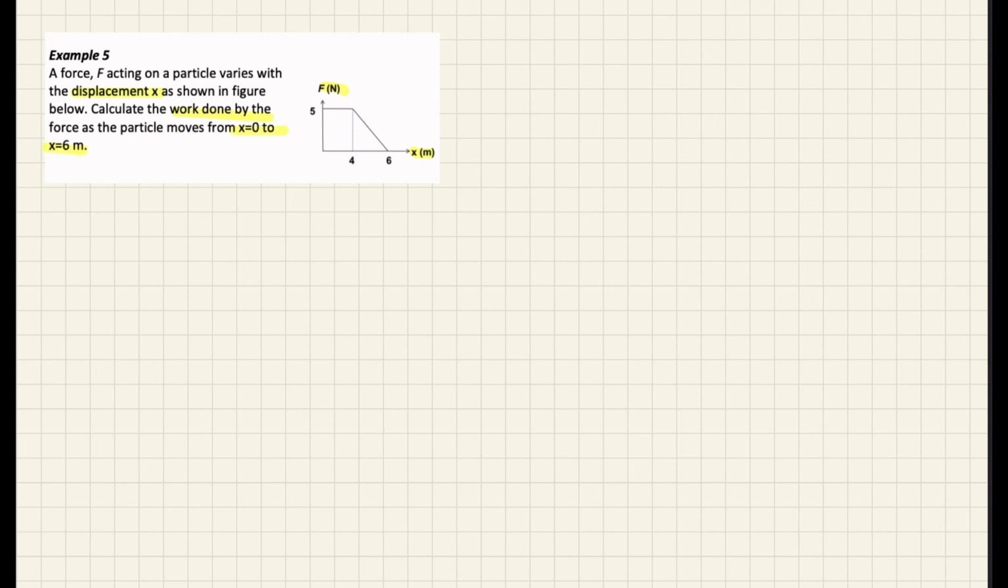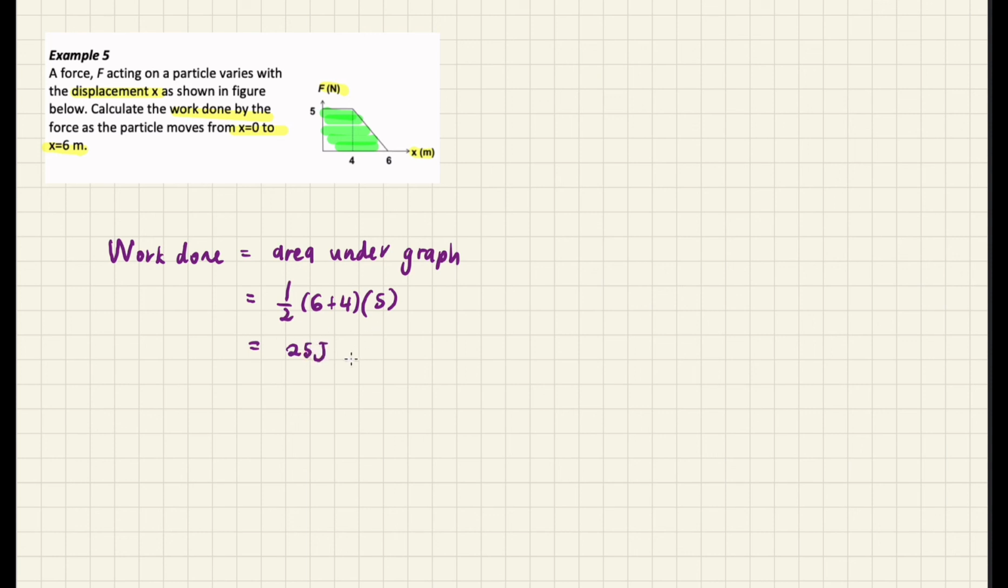So remember when we have a force against displacement graph, for us to calculate the work, we can calculate the area under the graph. So make sure we write that down. Work done equals to area under the graph. So our area under the graph is a trapezium. So we can take 1 over 2, 6 plus 4, multiply by the height, which is 5. So we can get our work done to be 25 joules. So this is the final answer.